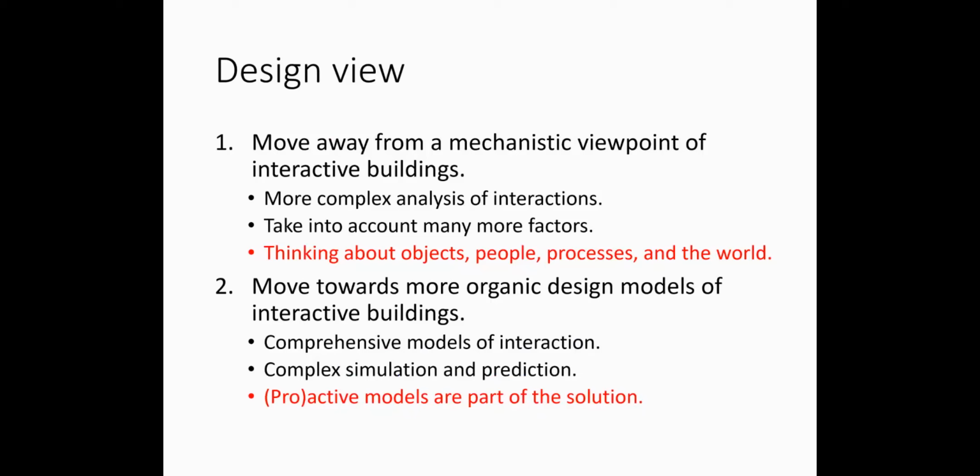We need to come up with comprehensive models of interaction. We need to come up with complex models that can simulate and predict the behavior of buildings and people. So these kinds of active or proactive models really are part of the solution. Without those models, I think it will be really very, very hard to successfully design interactive architecture.